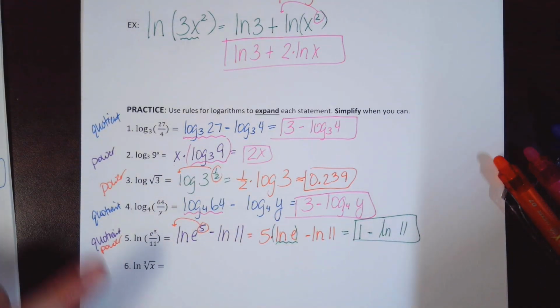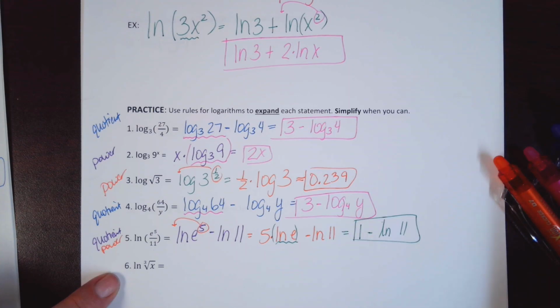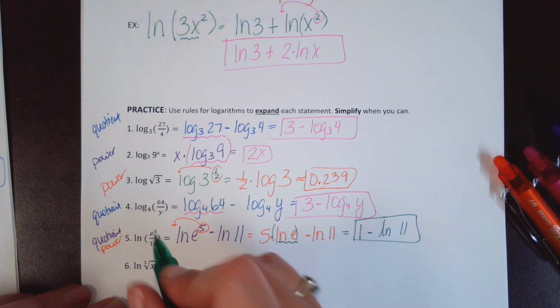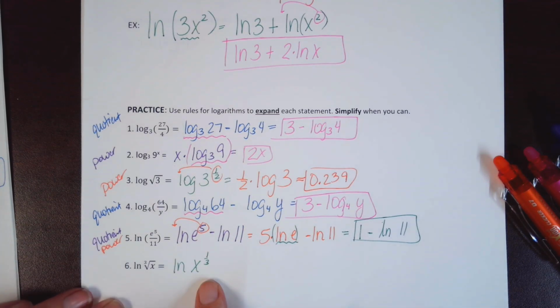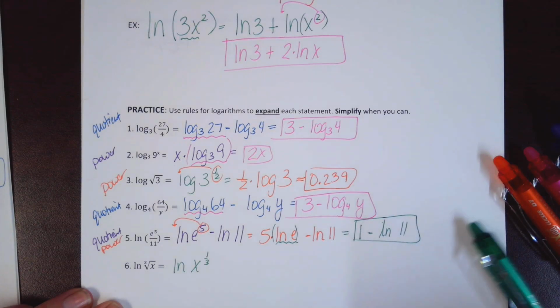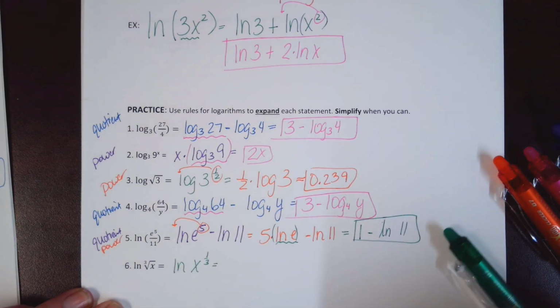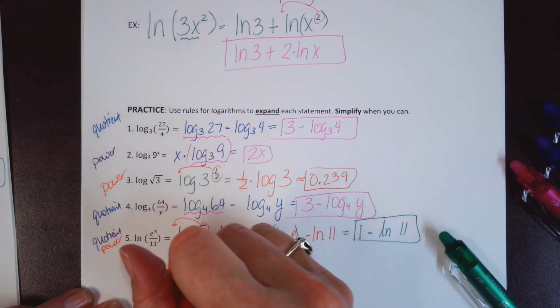Okay, so for this one, I've got a radical. I'm going to write this as natural log of x to the 1/3 power. Replace my root with an exponent. And now when I have it as an exponent, that's when I can use my power rule.